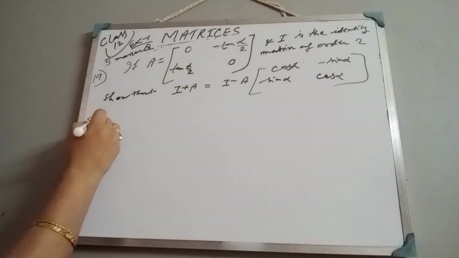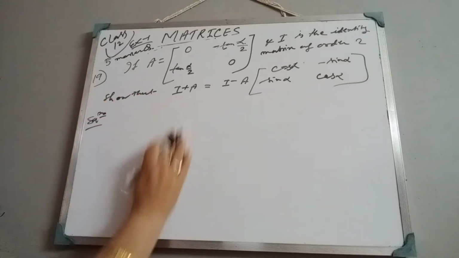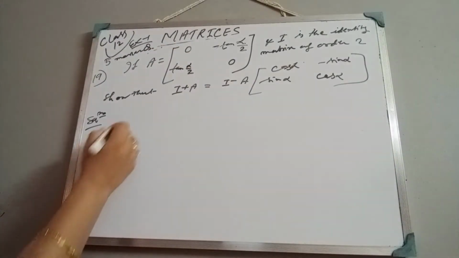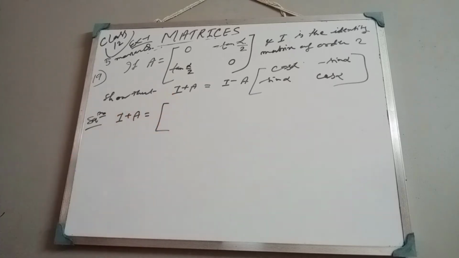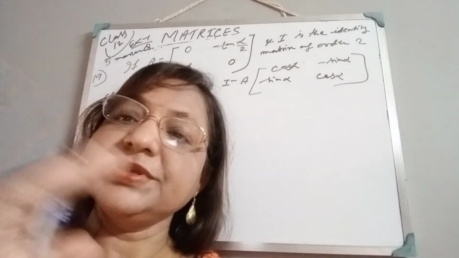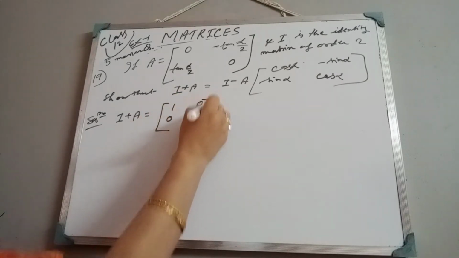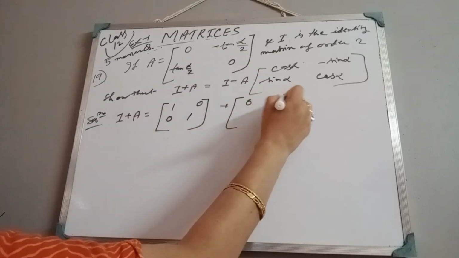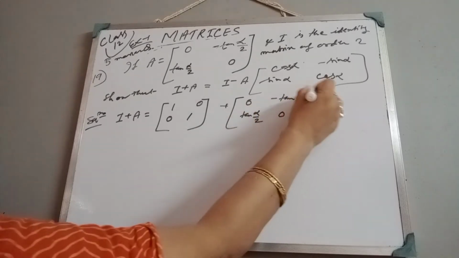Okay. Now the solution. Since I plus A is there in the left hand side, at first let us find I plus A. So what is I plus A? Since I is the identity matrix of order 2, we should write it as 1 0 0 1. Plus A is what? This 0 minus tan alpha by 2, tan alpha by 2, 0.